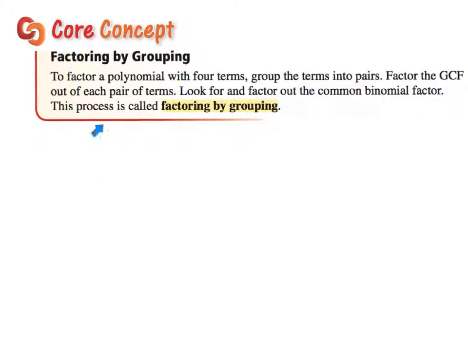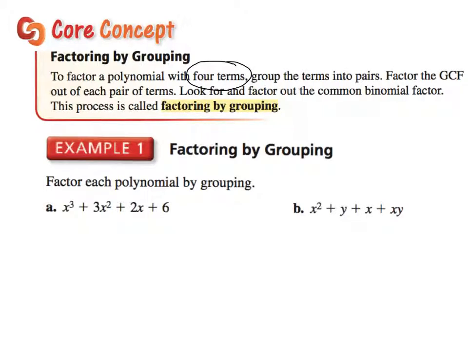So looking at your core concept, factoring by grouping. To factor a polynomial with 4 terms, notice that grouping is with 4 terms. You're going to group the terms into pairs, and then you're going to factor the GCF out of each pair of terms. Look for and factor out the common binomial factor. This process is called factor by grouping or factoring by grouping. So how do you do it?